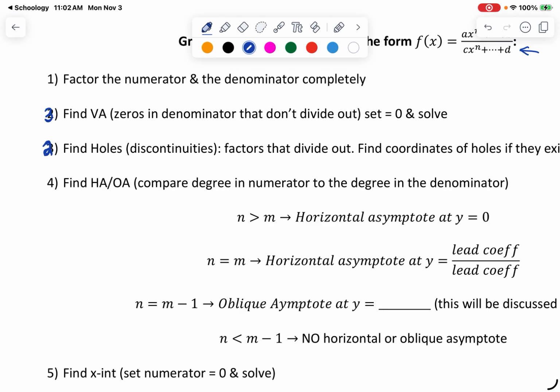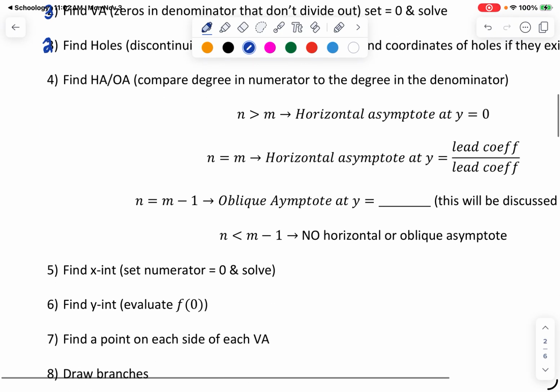Okay, that's why it's so important that step 2 and 3 are switched. Next, you're going to find your vertical asymptotes. Your vertical asymptotes make the denominator 0, so what you're going to do is set your denominator equal to 0 and solve.